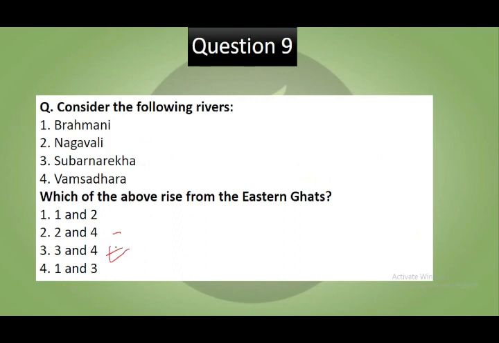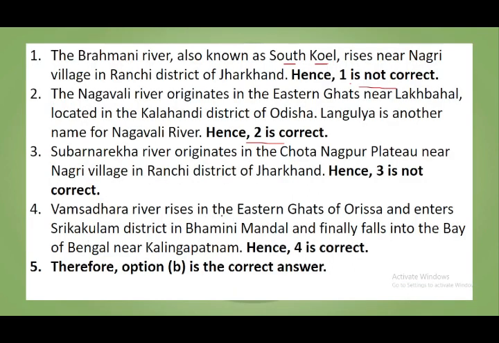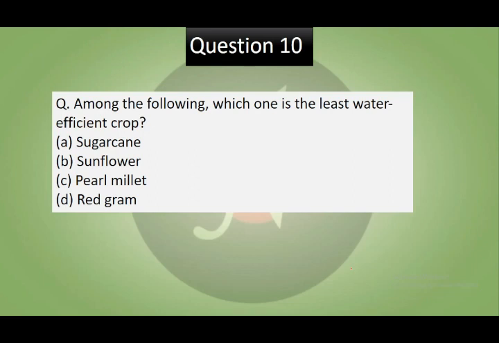By eliminating the third, you are left with the second, and the fourth is correct, as the Vamsadhara river rises in the Eastern Ghats of Odisha and enters Srikakulam district in Bahamani Mandal, and finally falls into the Bay of Bengal near Kalingapatnam. Therefore, 4 was correct.